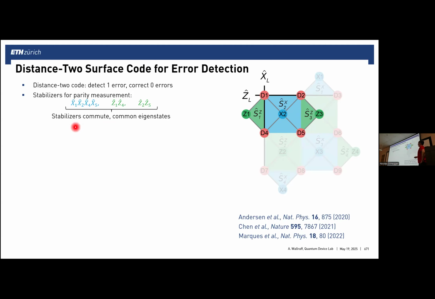One way to look at this is that all these stabilizers commute with each other, and if these operators commute with each other, it also means that they have common eigenstates. Here are a few examples of common eigenstates, to drive this parity argument home. For this surface code qubit, which is distance 2, the logical 0 could be realized as this superposition of all zeros plus all ones. You look at it, clearly it has an even number of ones, and it also has an even number of pluses, so this is an even parity state.